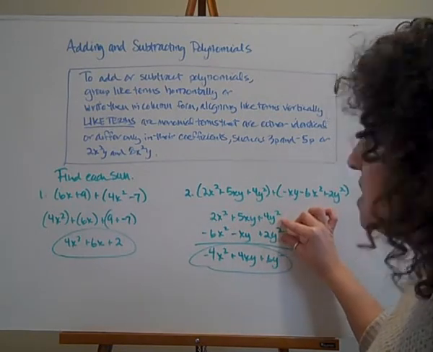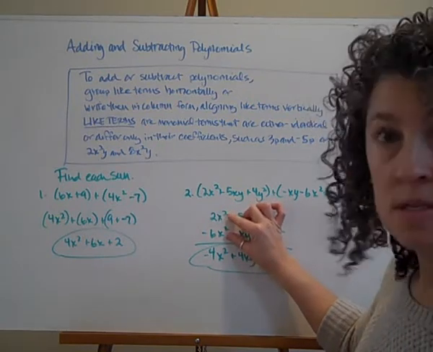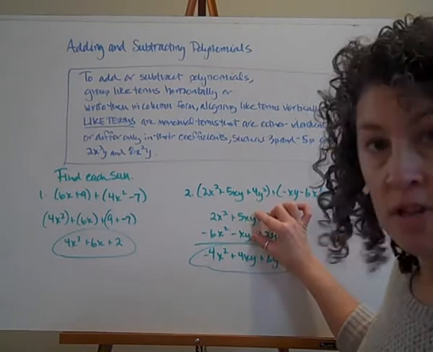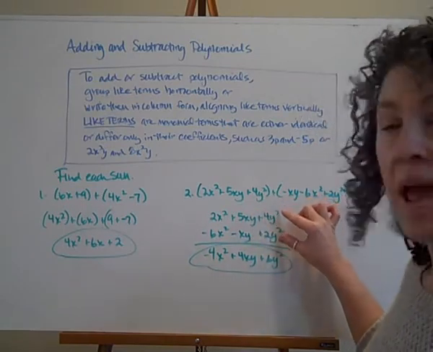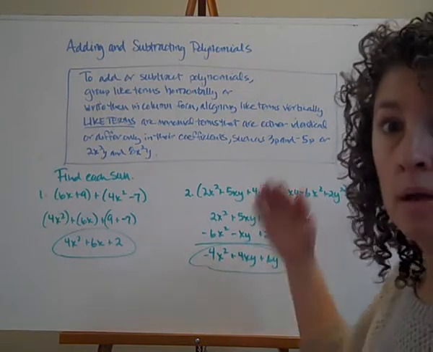So notice that the only thing that's different about these is the coefficients. The coefficients are different, everything else is the same. That's how we notice the like terms. And then I'm going to add vertically.